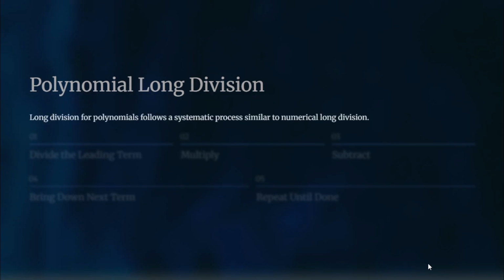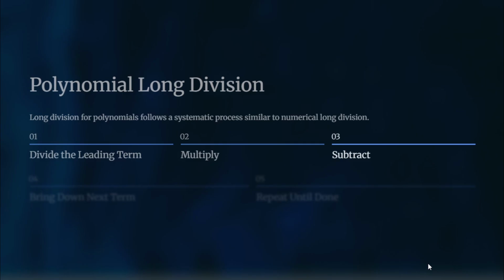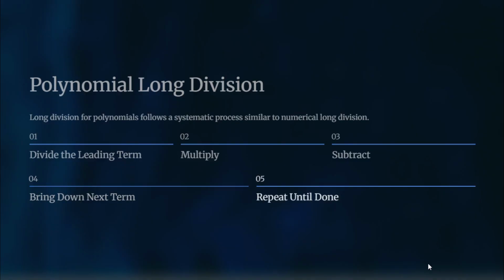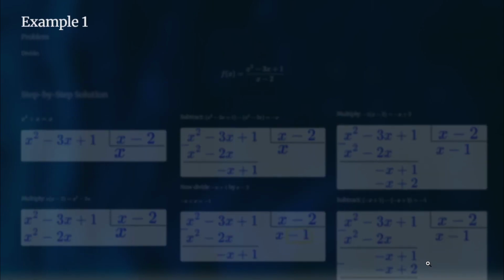Long division for polynomials follows a systematic process similar to numerical long division. First, you'll want to divide the leading term. Then multiply the result by the entire divisor. Subtract this product from the dividend. Bring down the next term from the original dividend, and do it all over again until done. Let me show you how through an example.